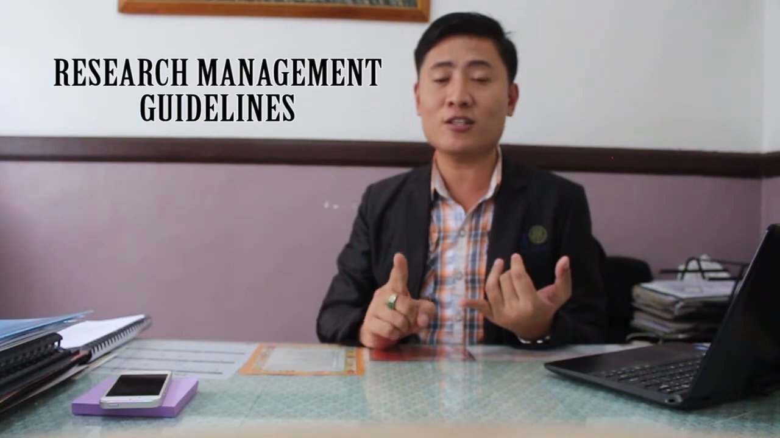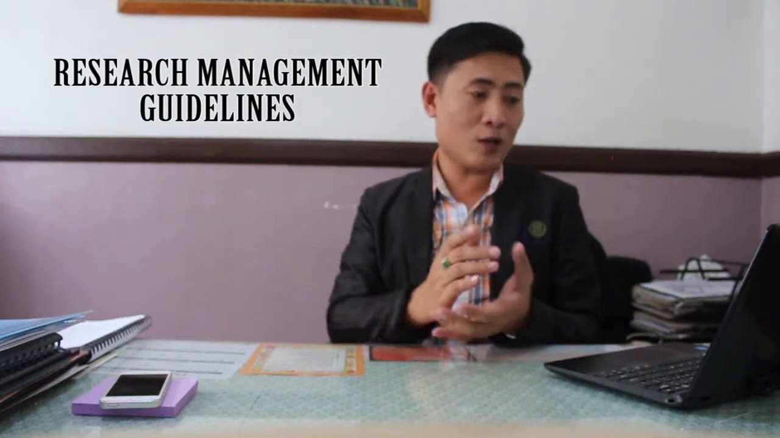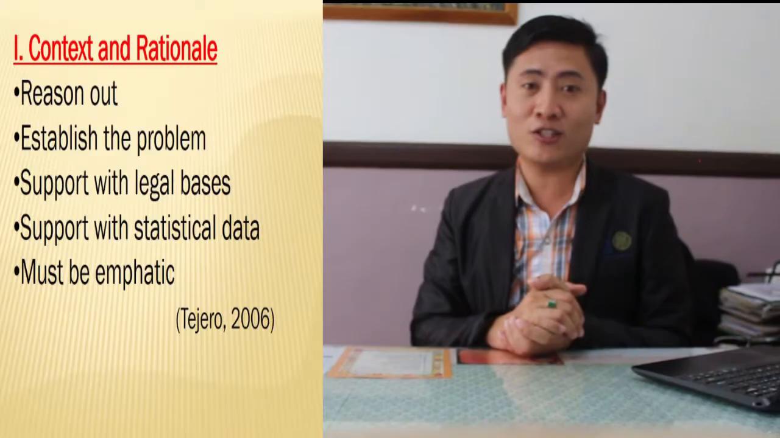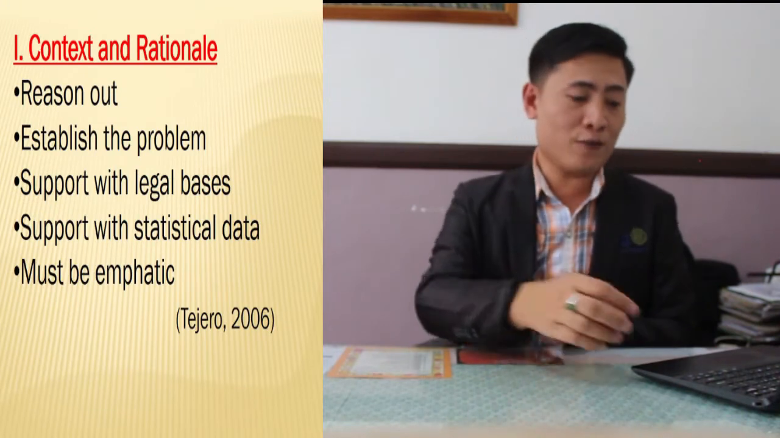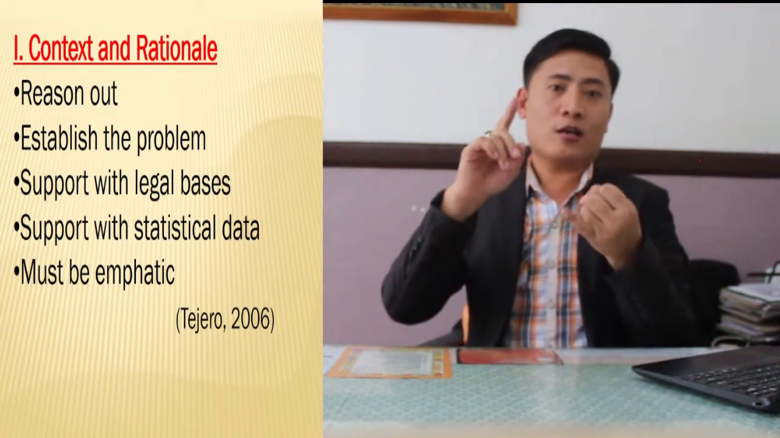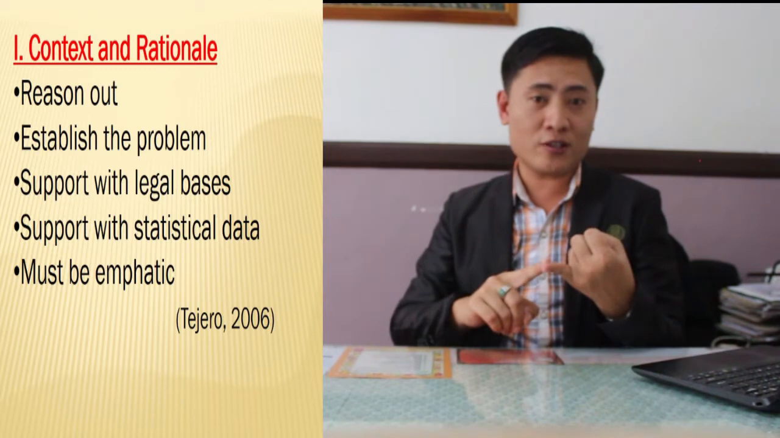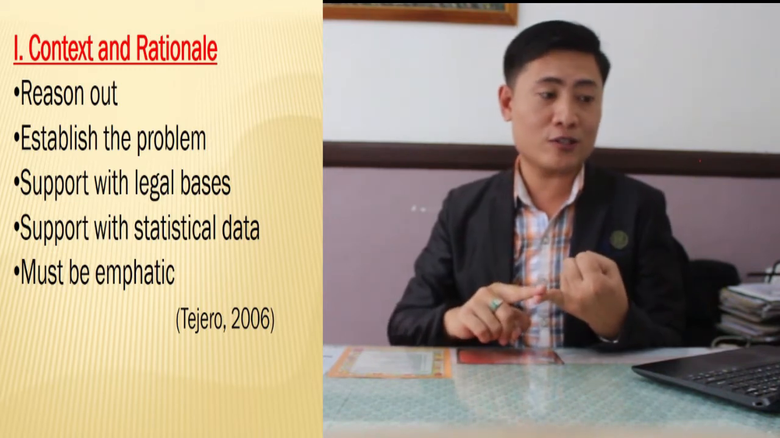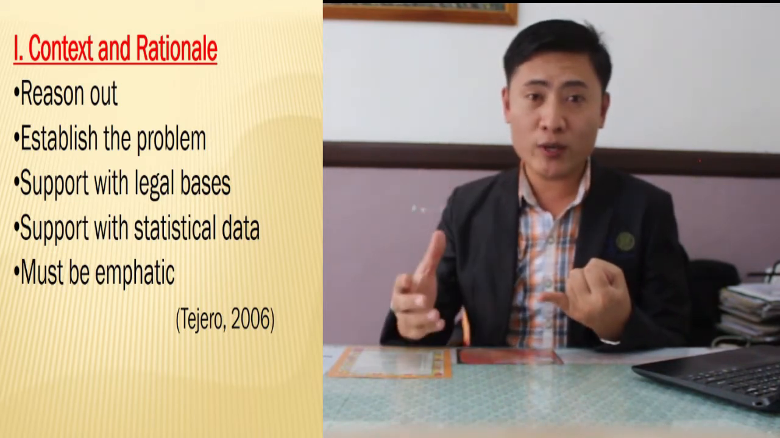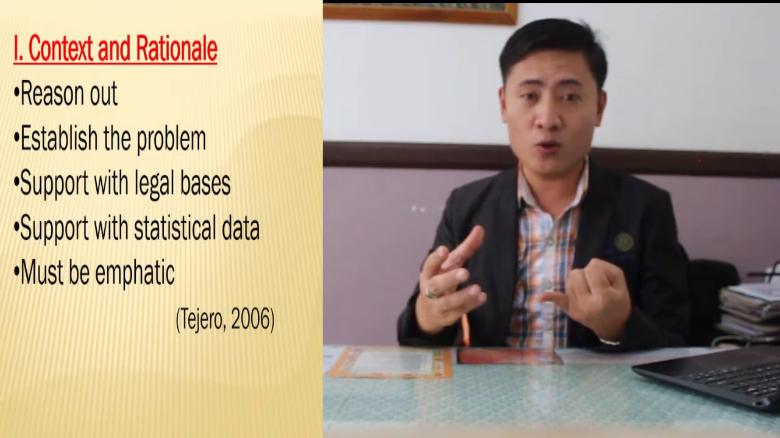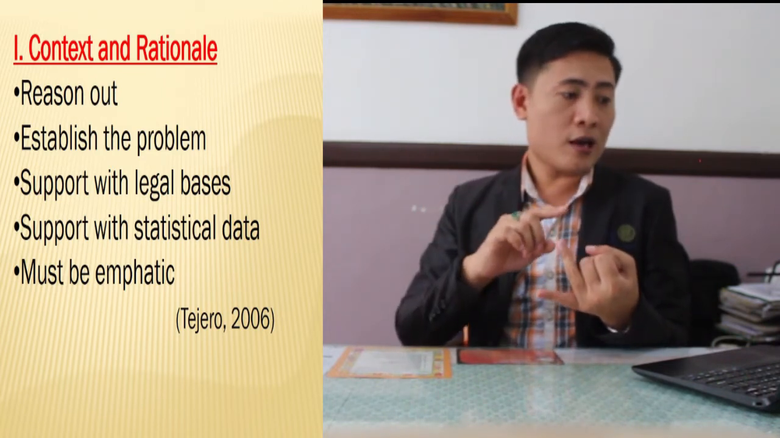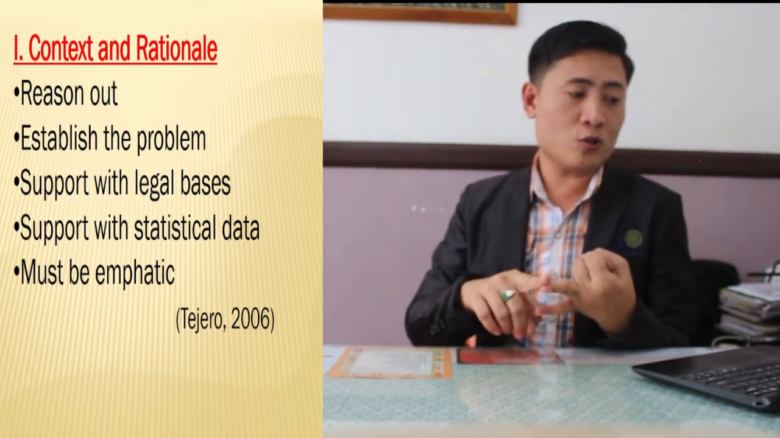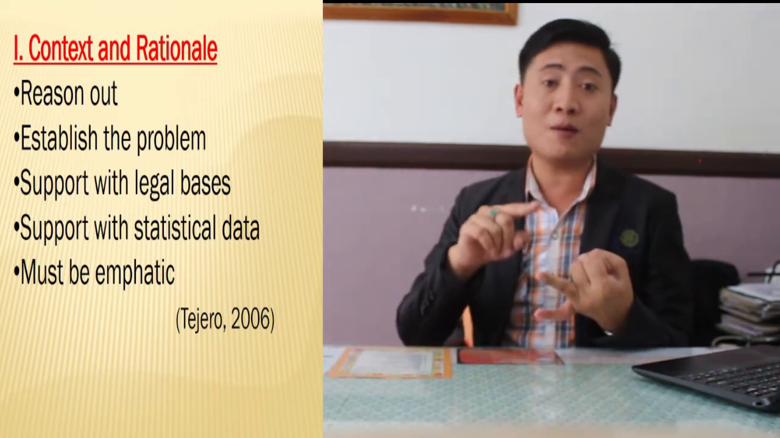otherwise known as the Research Management Guidelines, is what we call the context and rationale. So when we're speaking of context and rationale, it must be the part of your action research wherein you must reason out and establish why you are doing the action research, why you are doing the problem. Another reason is for you to establish the problem.